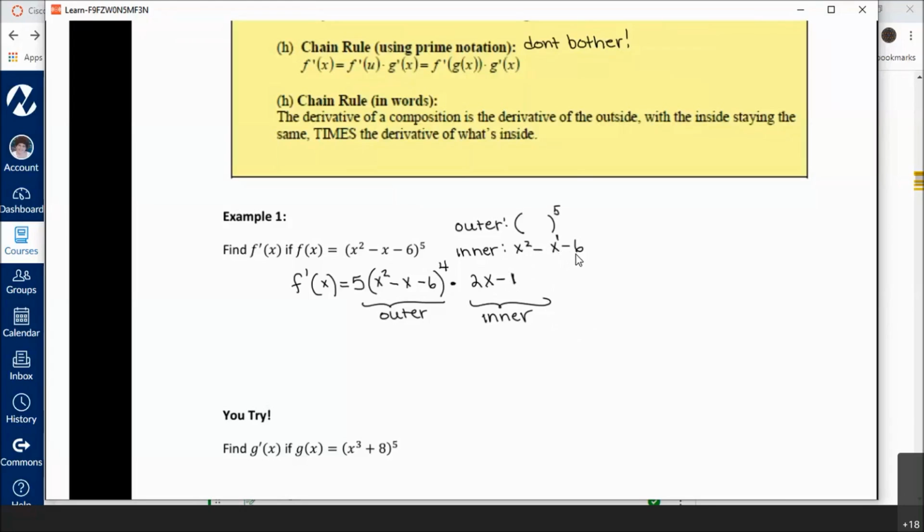The negative 6 doesn't give me anything, because when I differentiate a constant, it's not changing, so I get a 0. And here you are, this is done. It's the derivative of the shape of the outer function, leaving the inner function alone, and then it's multiplied by the derivative of the inner.